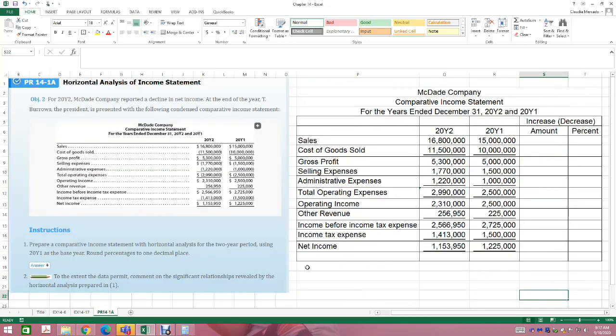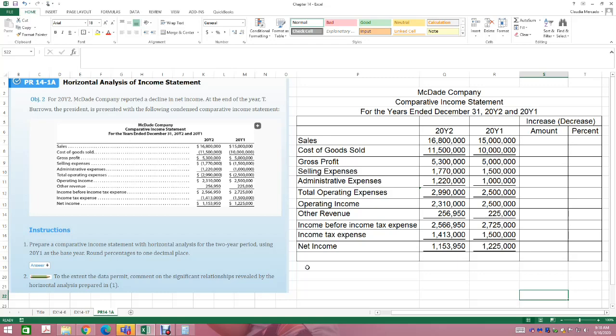Now this last problem that we're going to be doing is horizontal analysis. For 20Y2, McDade Company reported a decline in net income. At the end of the year, T. Burrows, the president, is presented with the following condensed comparative income statement. And then we're given the comparative income statement for the company. Instructions: prepare a comparative income statement with horizontal analysis for the 2-year period using 20Y1 as the base year. Round percentages to 1 decimal place.